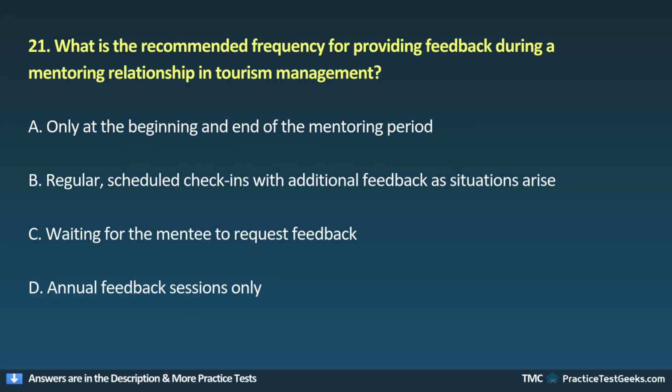21. What is the recommended frequency for providing feedback during a mentoring relationship in tourism management? A, only at the beginning and end of the mentoring period. B, regular, scheduled check-ins with additional feedback as situations arise. C, waiting for the mentee to request feedback. D, annual feedback sessions only.